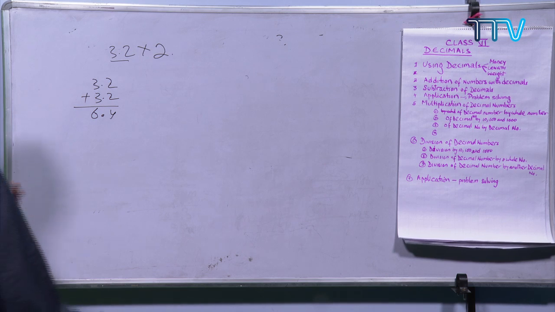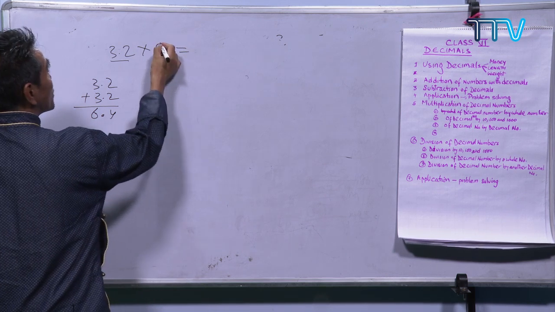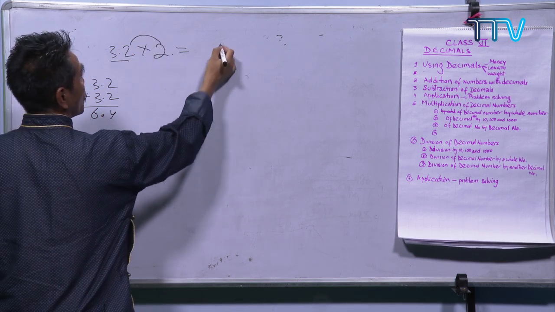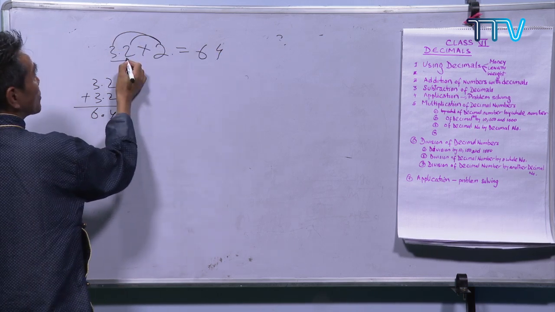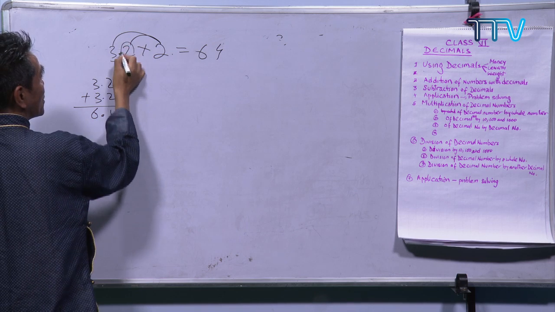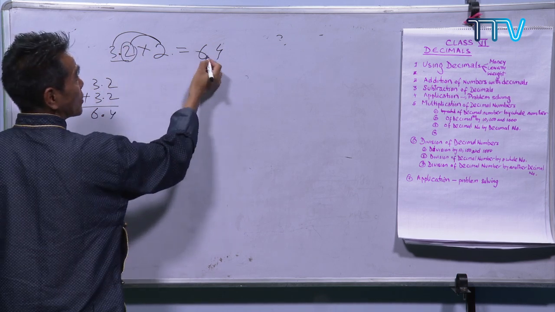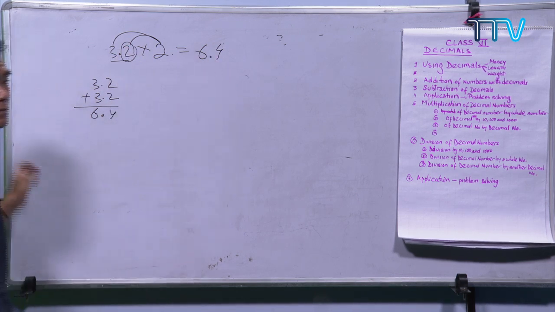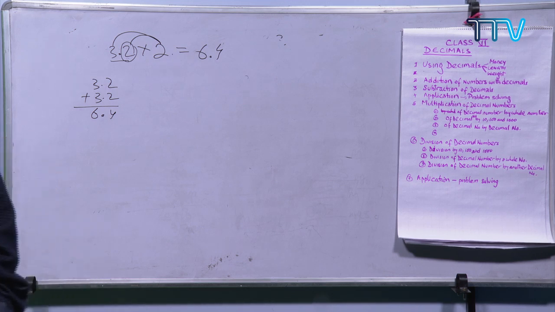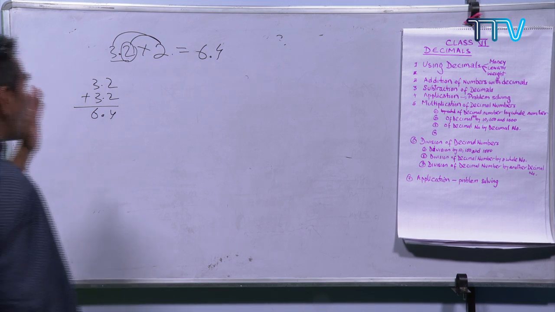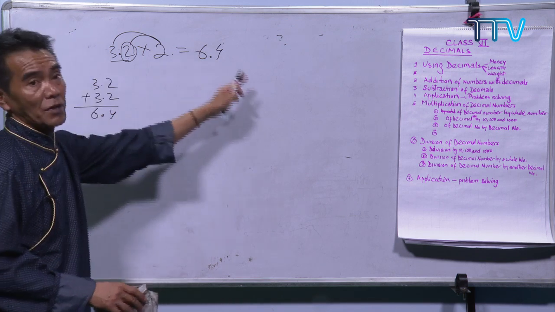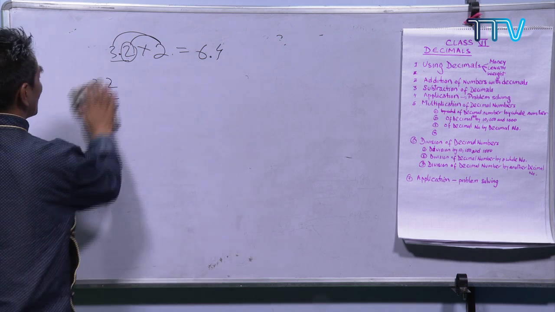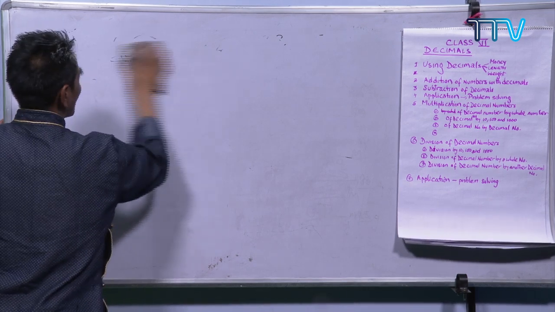2 times 2 is 4, 2 times 3 is 6. Then you place the decimal point. You have to count the number of digits after the decimal point in the multiplication number, and then you write the same over here in the answer. So the answer is 6.4.